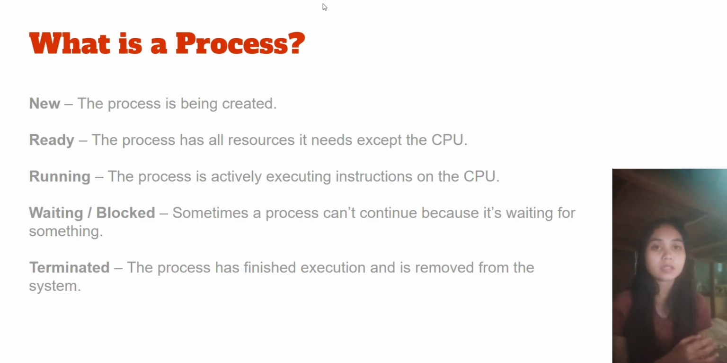So yung operating system, siya yung nagko-control to all of these transitions. For example, if a process is waiting for a file to load, then yung operating system magmo-move siya into the waiting state. And later, when the file is ready, it moves back to the ready queue. So operating system is very important. It has a central role in managing these processes. So ito yung ginagawa niya.